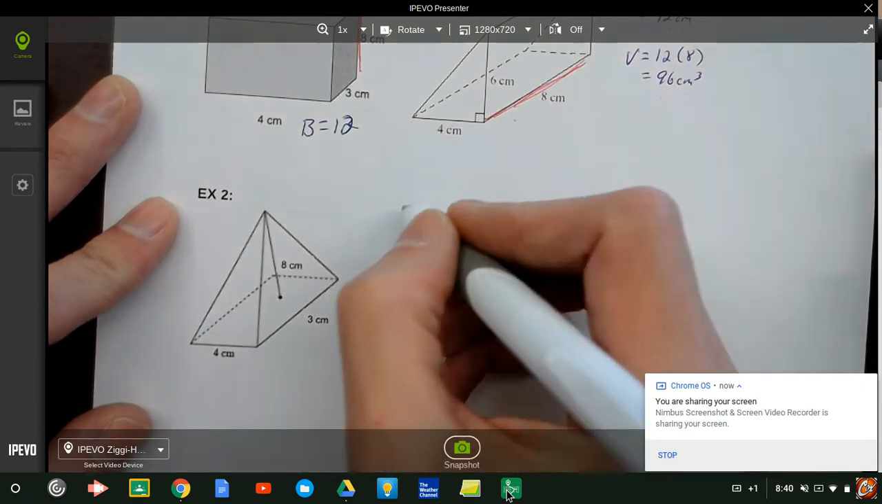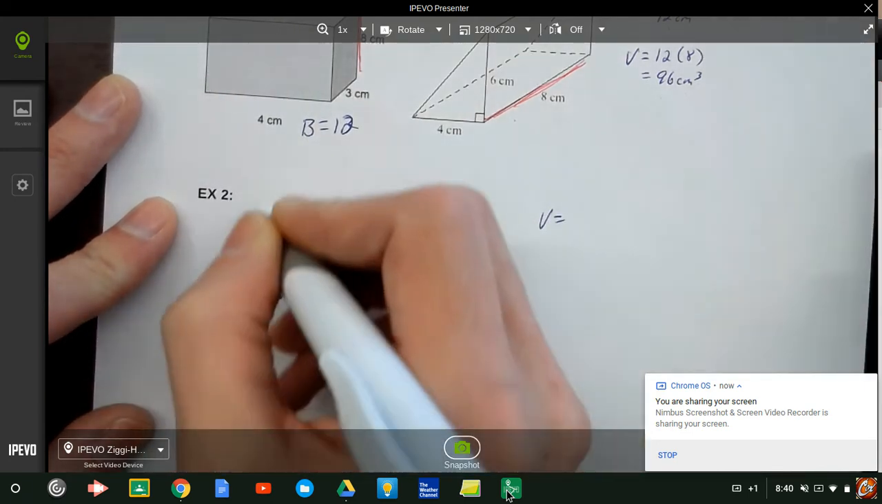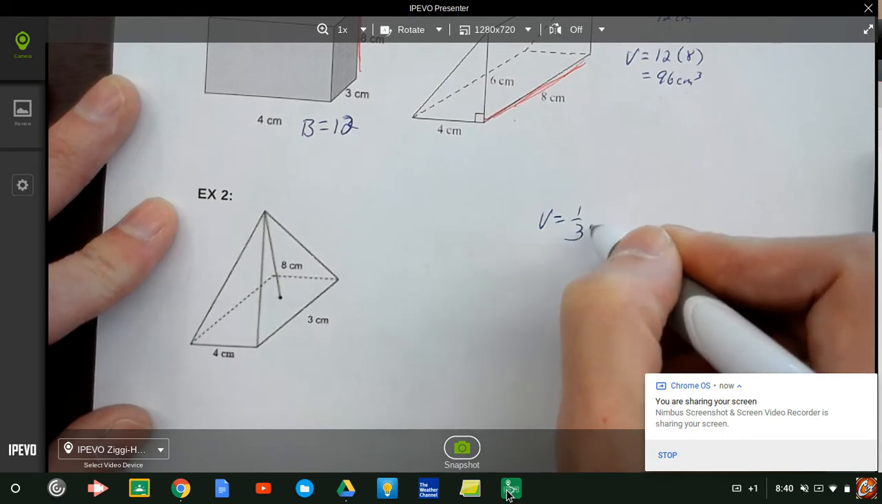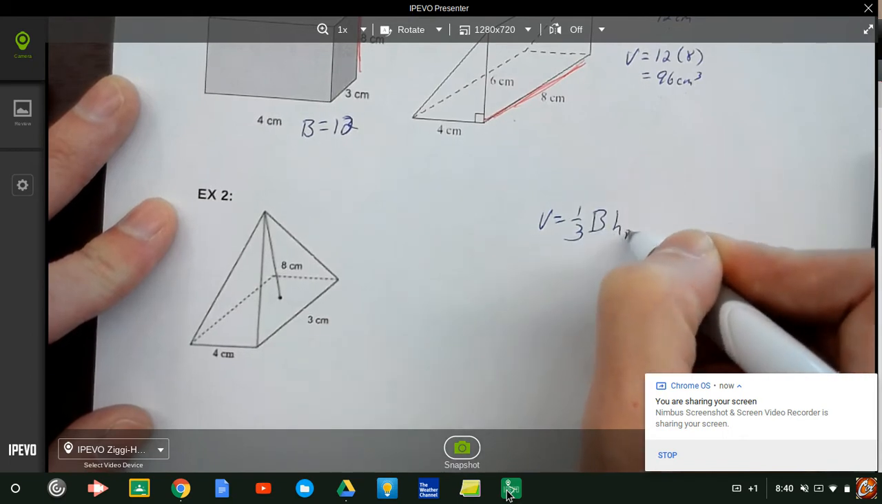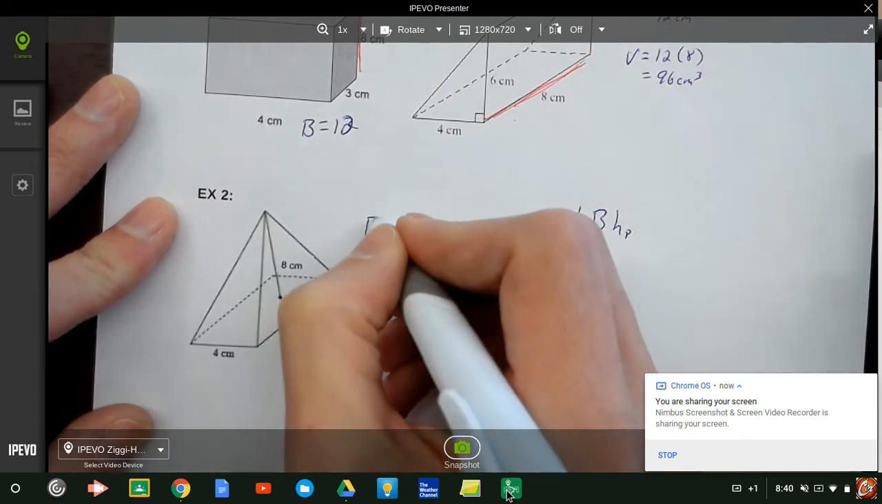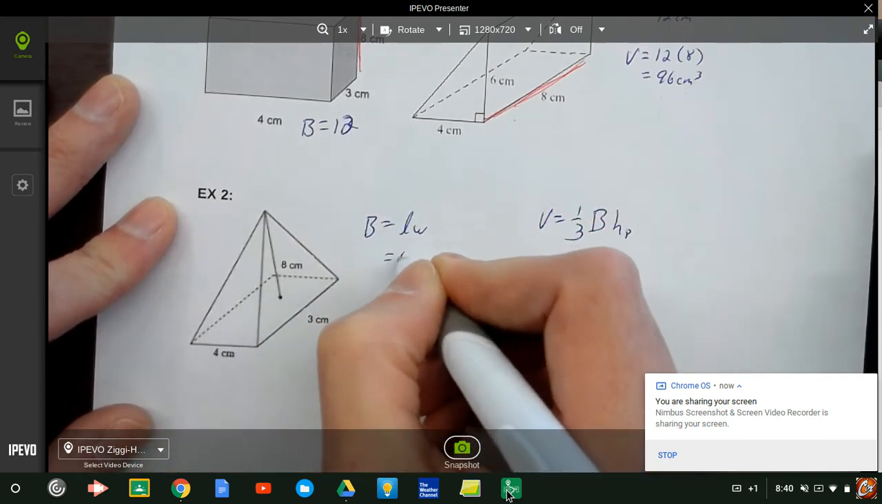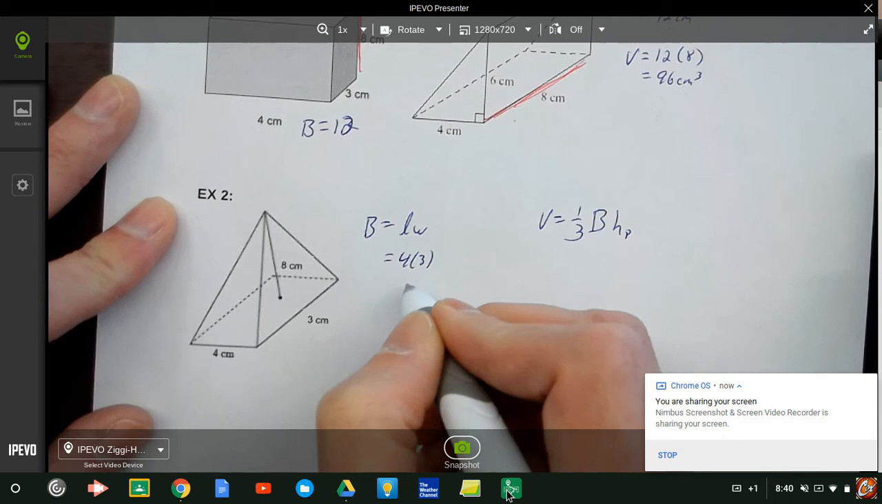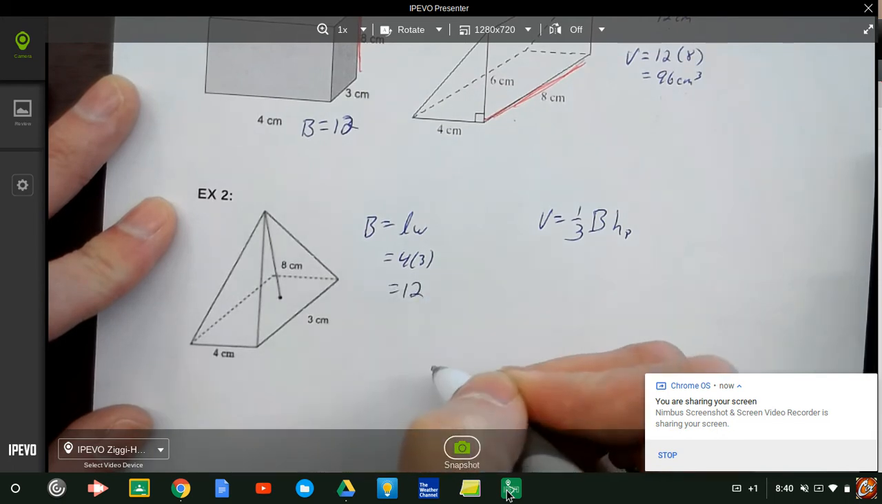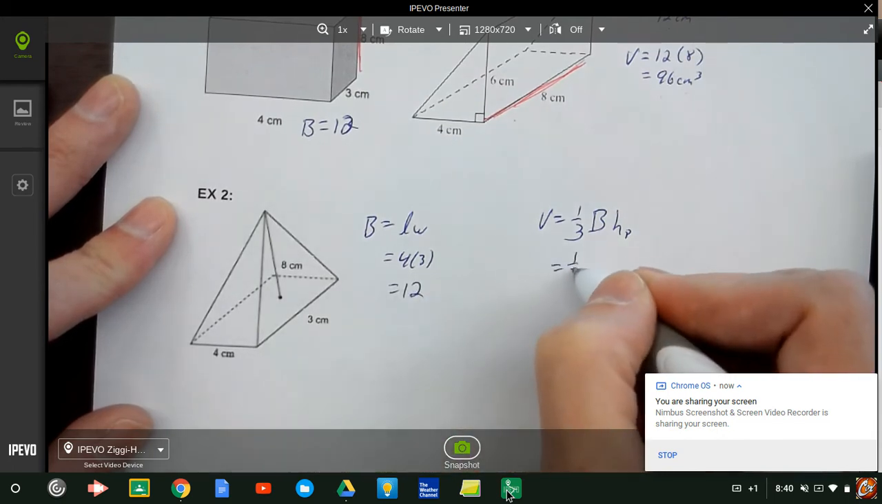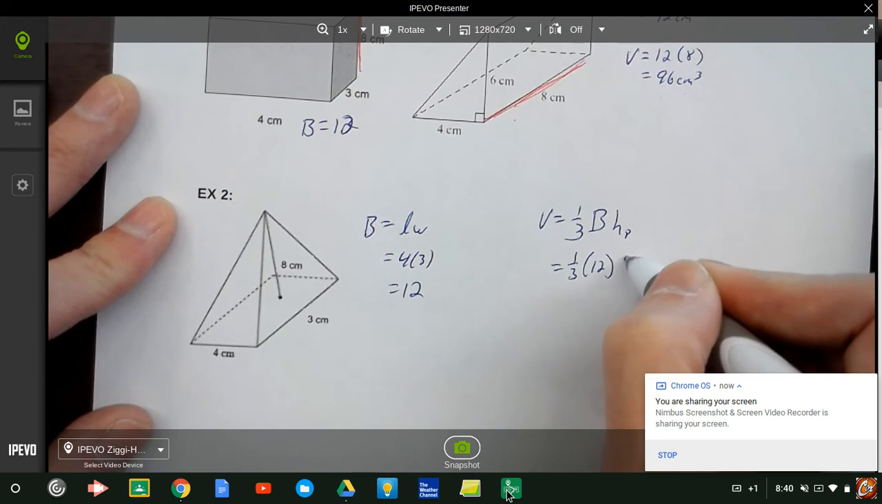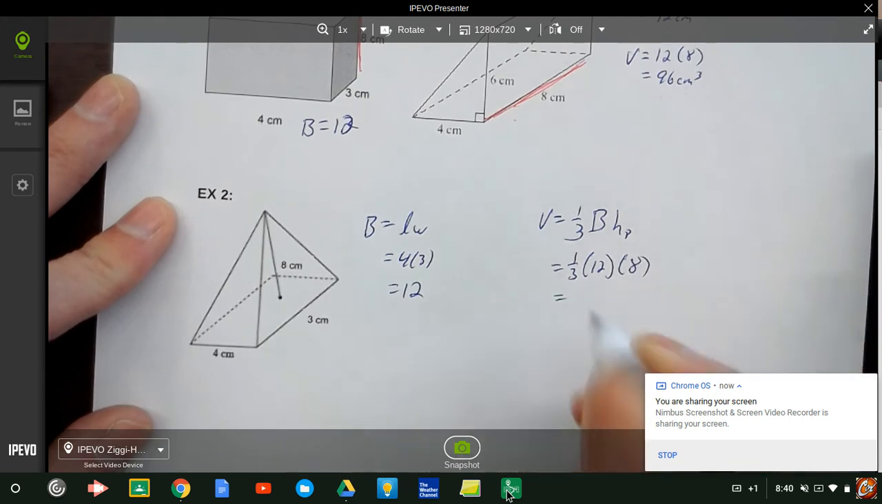Okay, so our formula for volume, we're now dealing with a pyramid, is 1/3 the area of the base times the height of the pyramid. So the base is a rectangle, so length times width. So that's 4 times 3, so my base area is 12. So that's going to be 1/3 of 12 times the height of 8.